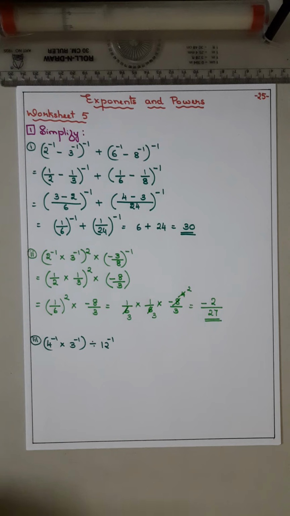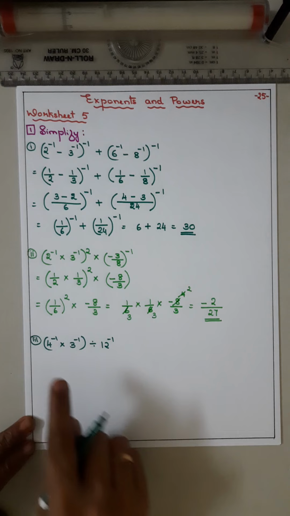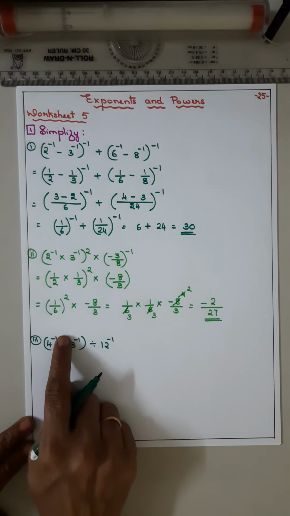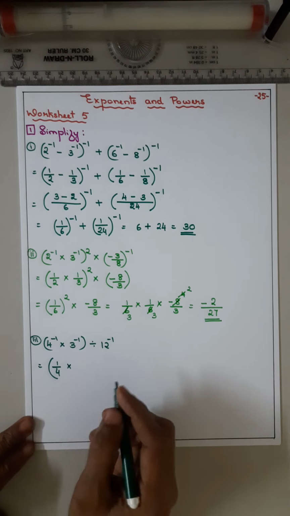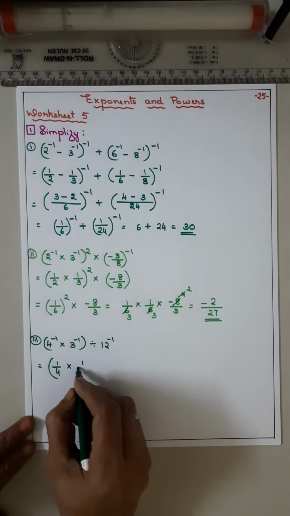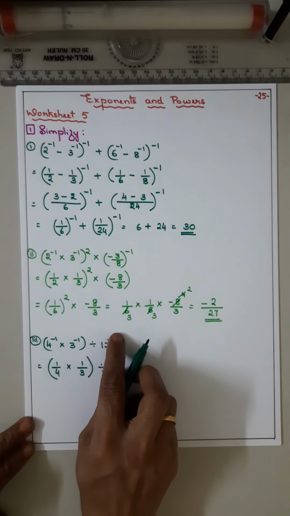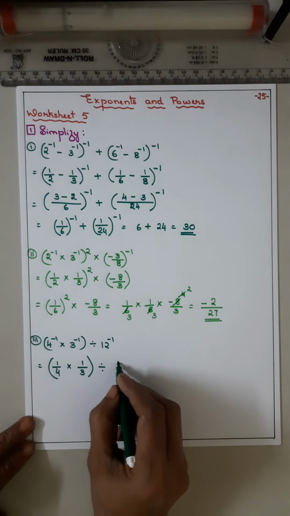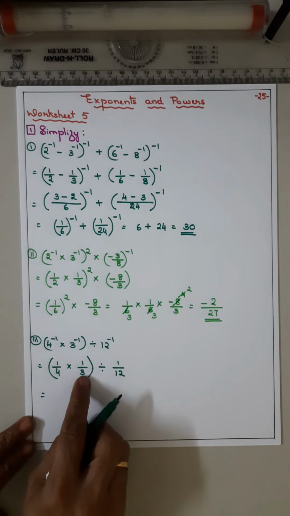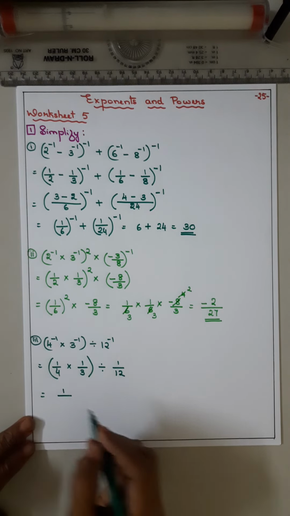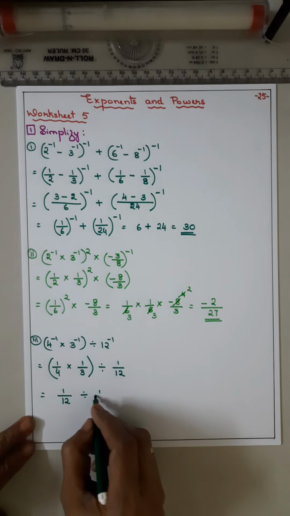Now coming to the third sum, it is again negative power. 4 to the power minus 1 can be written as what? 1 by 4, into 3 to the power minus 1 as 1 by 3, divided by 12 to the power minus 1 can be written as 1 by 12. Okay, now 1 by 4 into 1 by 3, 1 by 4 3s are 12, divided by 1 by 12.